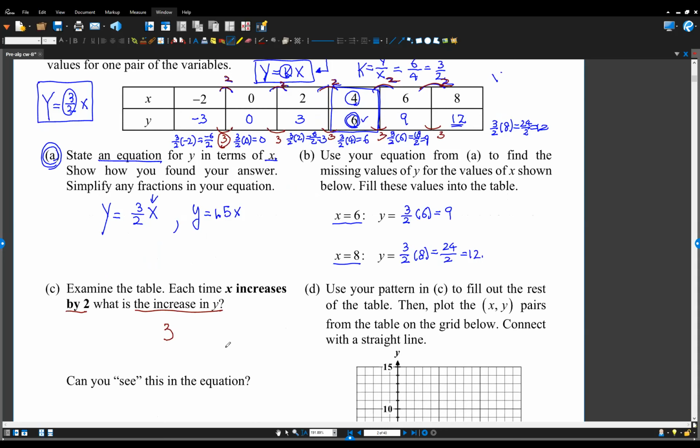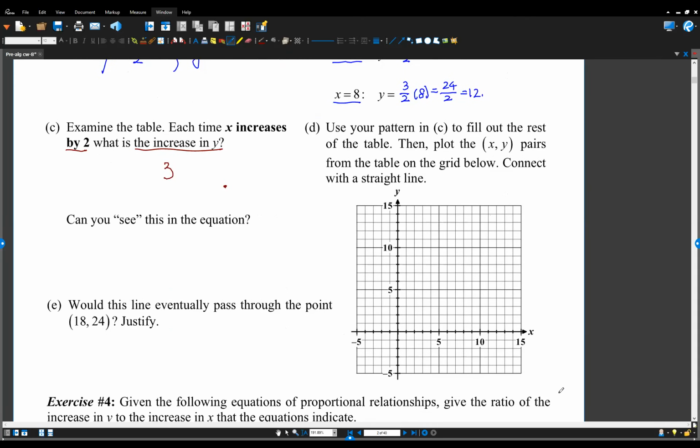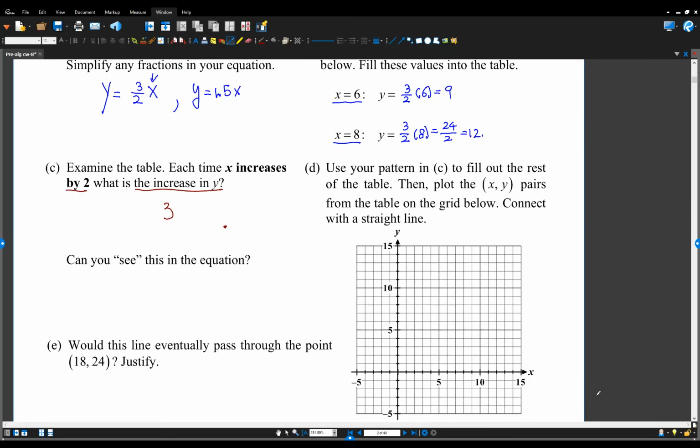What does that mean? x is always the x axis. This is x. x increases by 2, y increases by 3. This is the next point. To find the additional point, we need this one. It is how the graph changes: x increases by 2, y increases by 3.